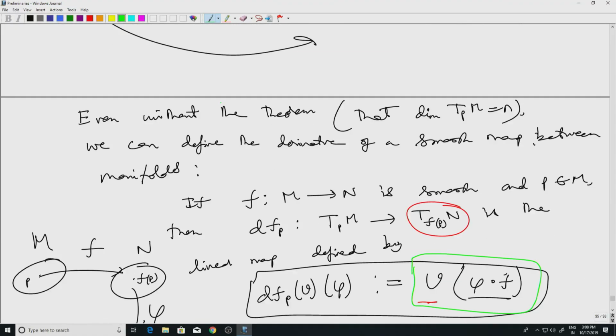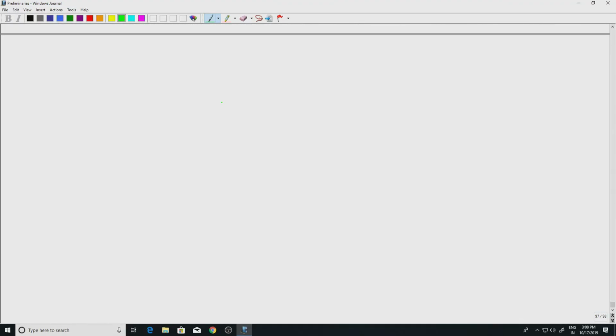In my last lecture, towards the end of the lecture, we had discussed the derivative or differential of a smooth map between manifolds. If you have a smooth map between manifolds, then the differential at P turned out to be a linear map between the tangent spaces, which we still haven't proved are finite dimensional, but that's not needed to talk about the derivative.